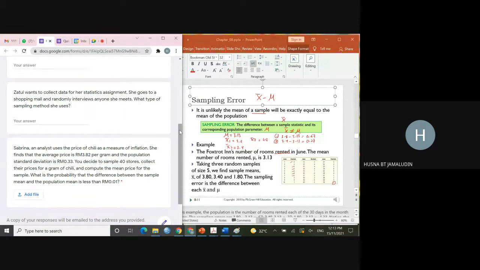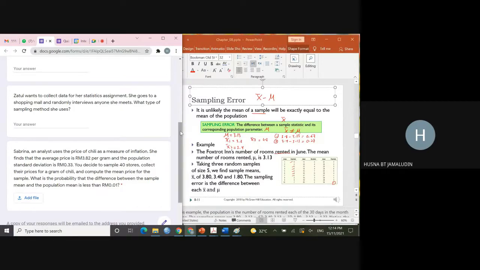Random. Anyone else? Simple random sampling. Systematic. Anyone else? I cannot hear. I can only hear random sampling. What else? Is it cluster because of the shopping mall? No, not cluster. Not simple random. Not systematic. Okay. So in this case, the answer is convenience.